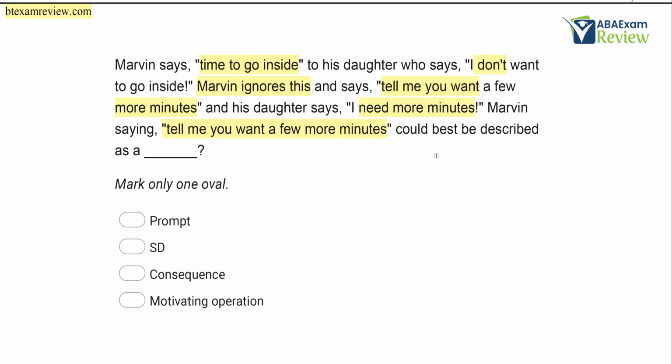In other words, we're looking at some sort of discriminative stimulus. And how do we know that? Well, we know it's not a prompt because the prompt is going to follow the SD, and we only have an SD. We have tell me you want a few more minutes. We know it's not a consequence because the consequence of the first ABC was Marvin ignoring it. And then Marvin introduced a new SD, which was tell me you want a few more minutes. So we know it's an antecedent and not a consequence. So if we look at the prompt option, we've ruled out prompt because the prompt follows the SD. We don't have any prompts here.